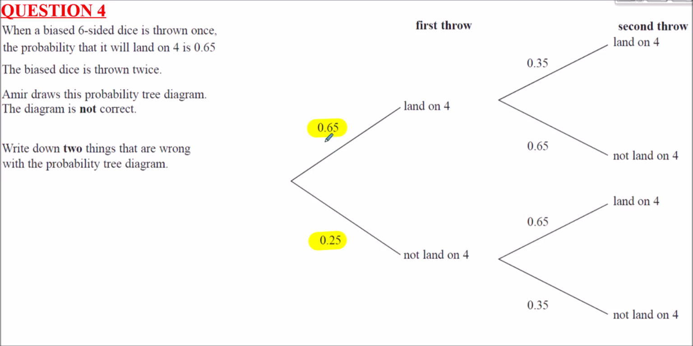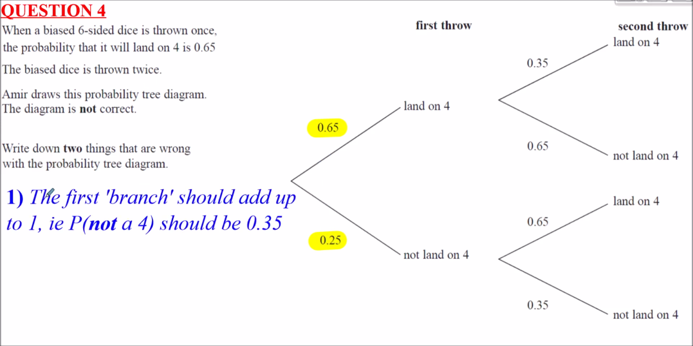Look at these two numbers here. Each time a tree diagram branches from the same point, all of the probabilities emanating from that point need to add up to 1. 0.65 plus 0.25 adds up to 0.9 when it should add up to 1. So that's the first error. So first mistake, the first branch should add up to 1. In other words, the probability of it not being a 4 should be 0.35. So you could say one thing or the other, but that's essentially saying the same point twice. So either say these add up to 1, or you could say instead of 0.25, it should be 0.35.